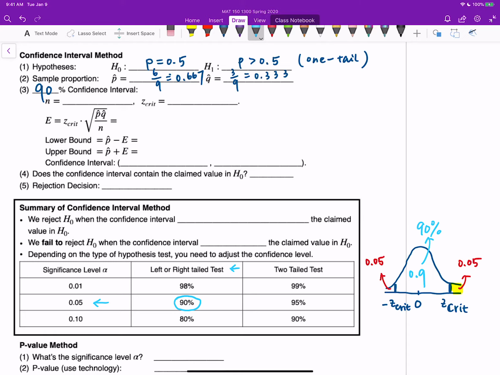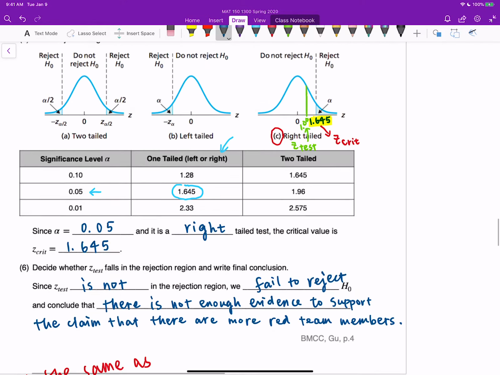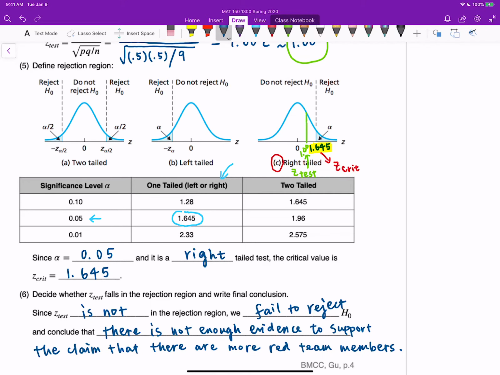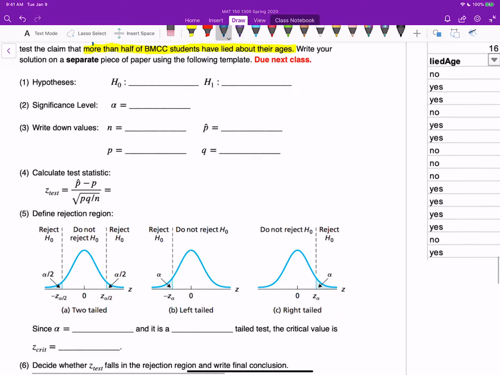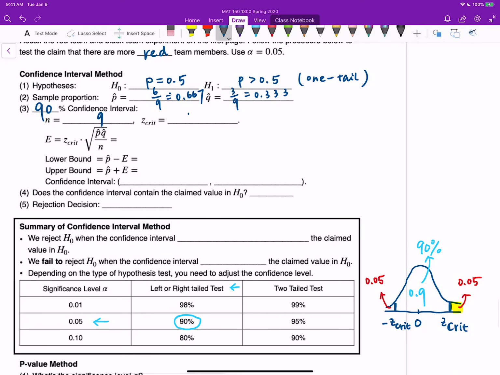Now let's fill in the sample statistics. First one is N. N is the sample size, so we have 9 students who participated. Critical value is the same as before. If you remember, it's from this table. So our significance level is 0.05. It's a right tail test. So critical value 1.645. Let's put 1.645 over here. And then we plug it into this formula to compute the margin of error.